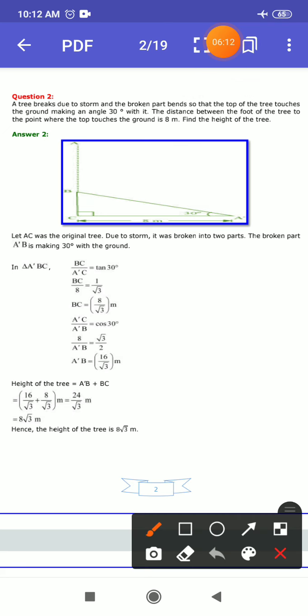So here, question 2: a tree breaks down due to the storm and the broken part bends so that the top of the tree touches the ground, making an angle of 30 degrees with it. The distance between the foot of the tree and the point where the top touches the ground is 8 meter. Find the height of the tree.